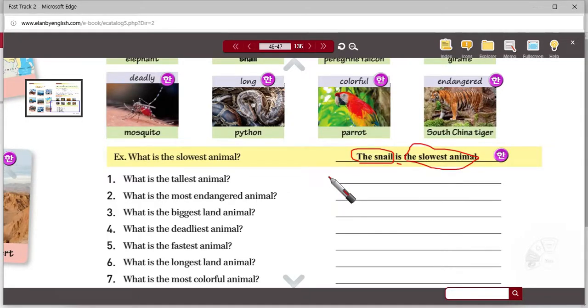All right, we're almost finished. Let's continue on to the next page, page 48.